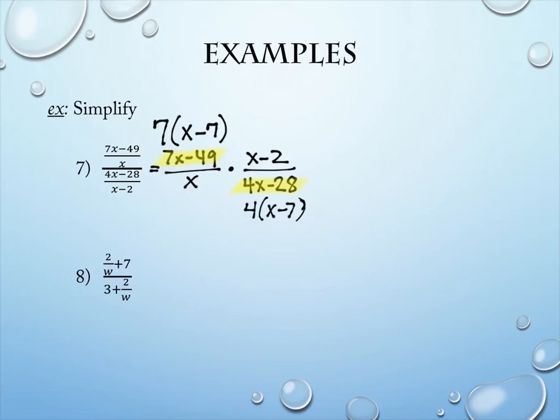So we can compare top to bottom. We can compare across the diagonals. What do you notice that will simplify? The x minus 7 simplify. Anything else? Not on this one, right? None of the other diagonals have common pieces, and from top to bottom, neither do they on that. So I have a 7 on top and an x minus 2. And I have a 4 and an x on bottom.